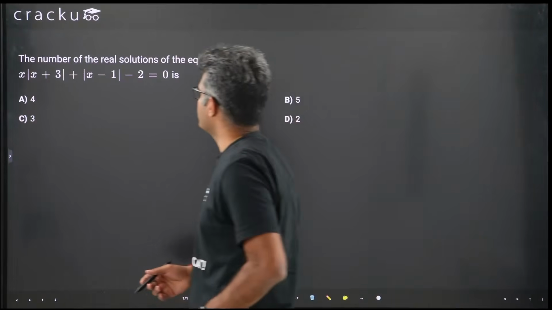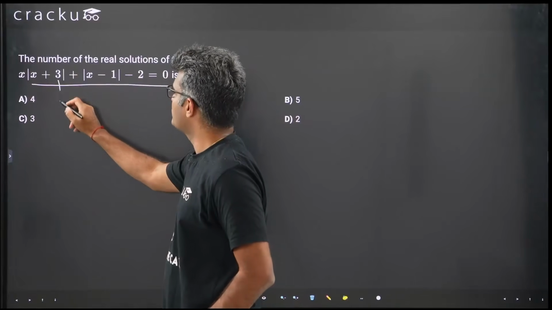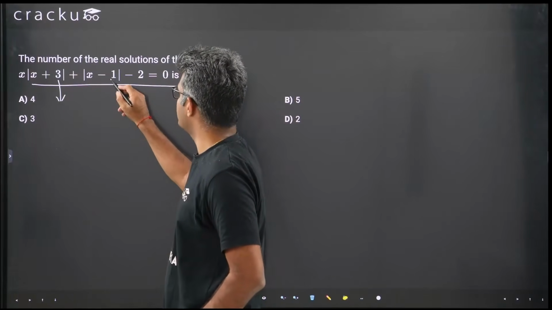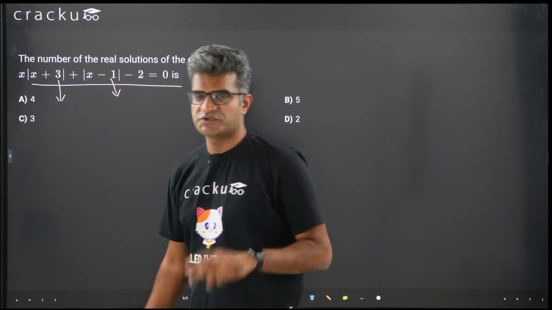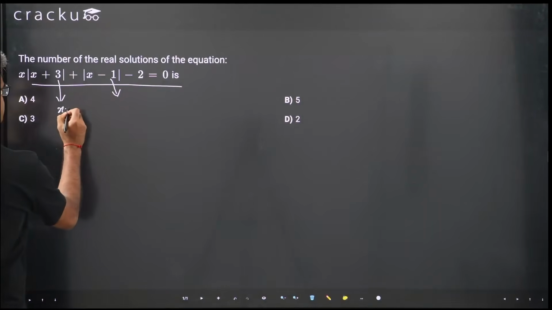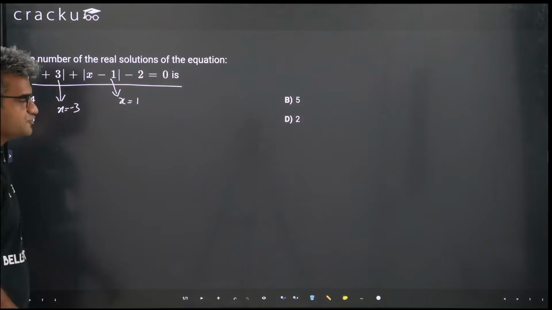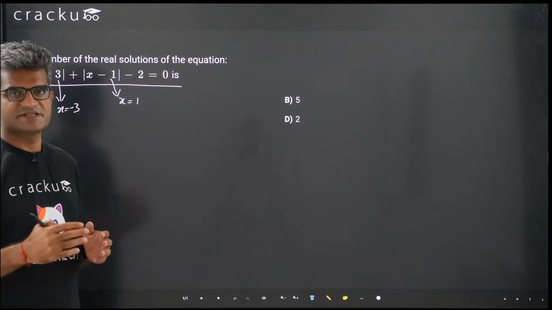In this question, we are given an equation. This is a quadratic equation which has two modulus. One modulus is modulus of x plus 3, another one is modulus of x minus 1. So this has two inflection points. One inflection point is when x is equal to minus 3 and another inflection point is when x is equal to 1. So because there are two inflection points, let us consider three cases.